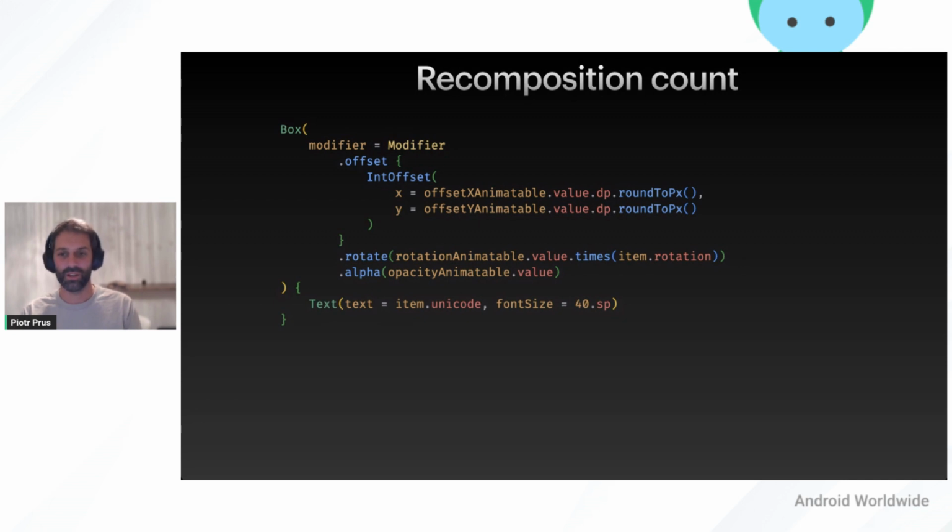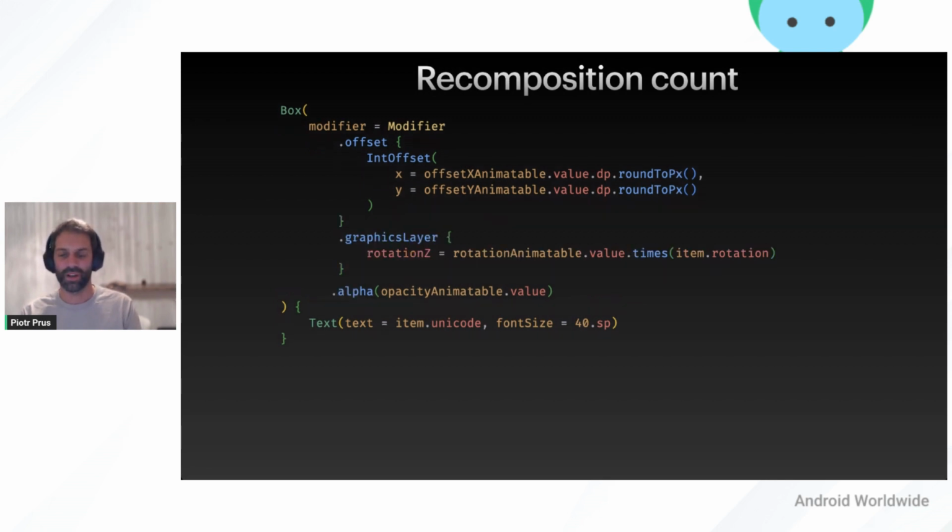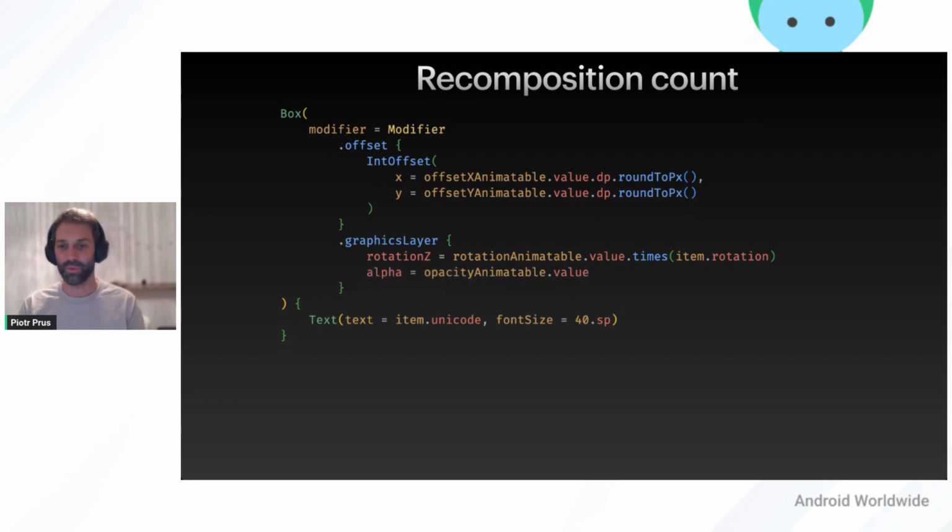For rotation, it's a little bit more tricky because for rotate, we do not have a lambda function. But there is another function called graphicsLayer. This graphics layer has the rotationZ, rotationX and rotationY parameters that we can change. Since this is in a lambda, it will not cause additional recomposition every time rotation is changing. And for alpha, we'll use exactly the same trick, which is just putting these things in graphics layer.